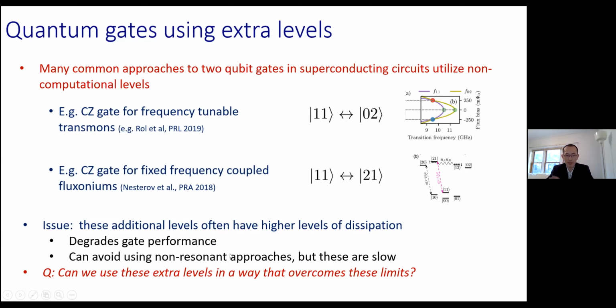Of course, you can use it in a non-resonant way, in a detuned way like Raman, but it comes at a price that the gate will be very slow. Hence, it will be subjected to dissipation. So really here, we would like to have another approach that overcomes all of these limitations.